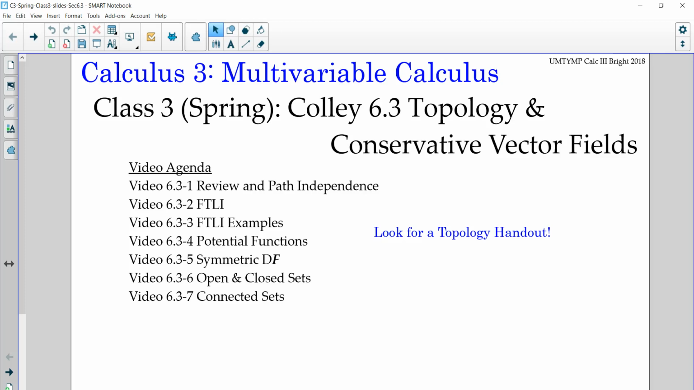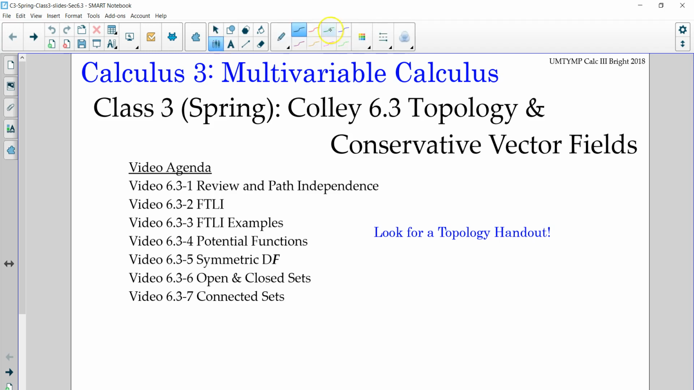This is week 3, video 1, and in this section we're going to talk about some topology. Actually, at the very end, the last two videos are going to talk about topological concepts, and then most of our time this week is going to be spent on conservative vector fields.